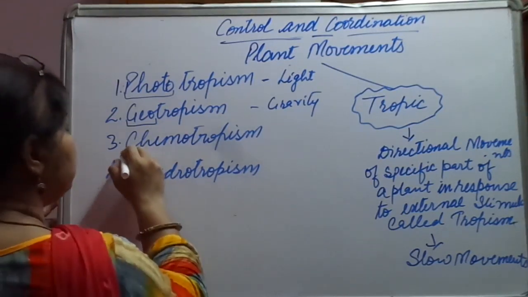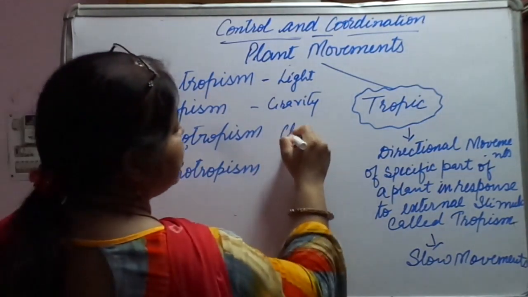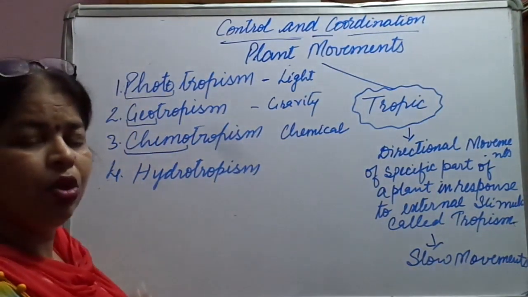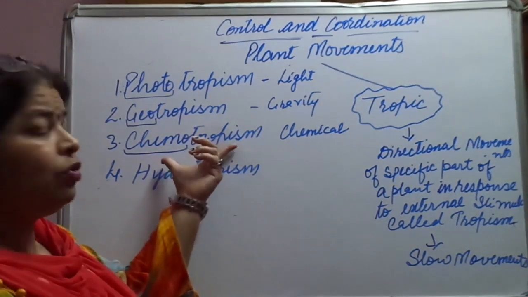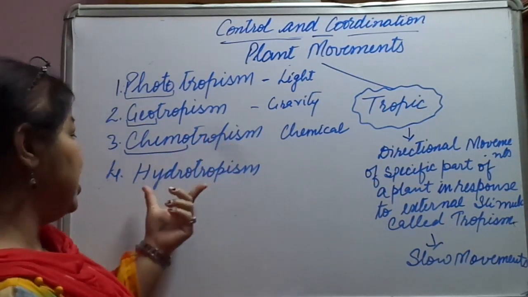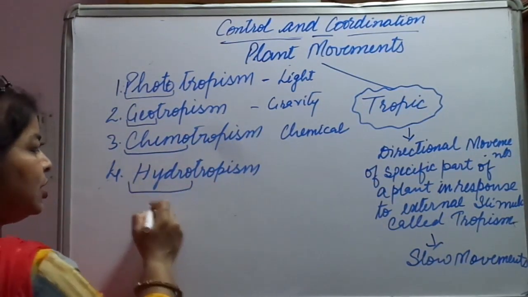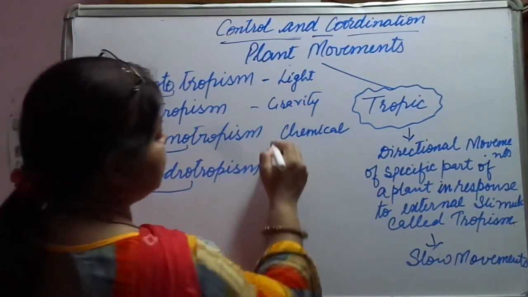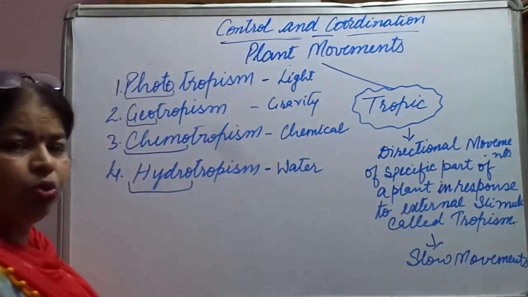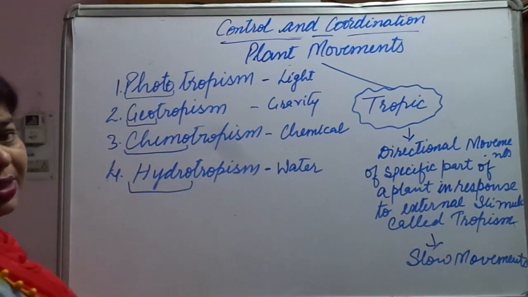Then the third one is chemo. The word is giving you a hint. Chemo means chemical, meaning when the movement of the plant is in response to some chemical substance. Then next is hydrotropism. The word is giving you a hint again. Hydro is related to water, meaning the plant part is growing towards water. We are going to discuss them in detail.